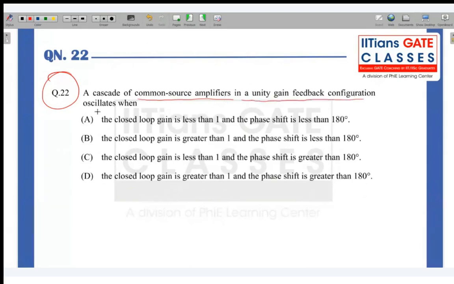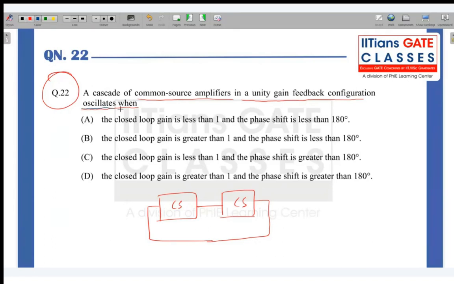It oscillates when, they have connected two common source amplifiers. Suppose this is one common source amplifier, and this is another common source amplifier, and they have connected them via unity feedback. You see, this is the feedback they have connected, like this. Understood? So they are asking about the oscillation criteria. What is the oscillation criteria, basically?